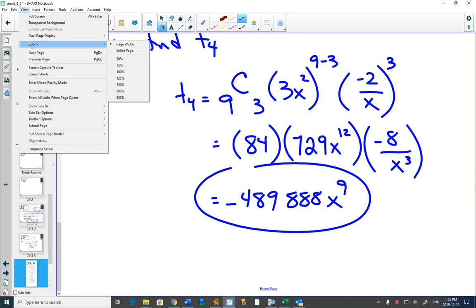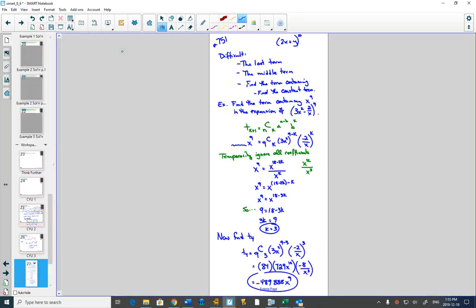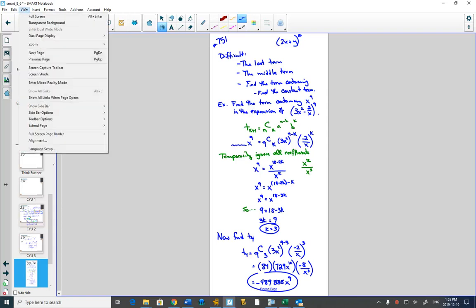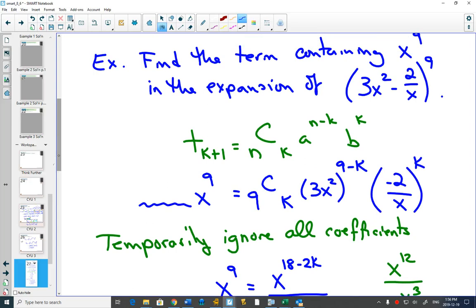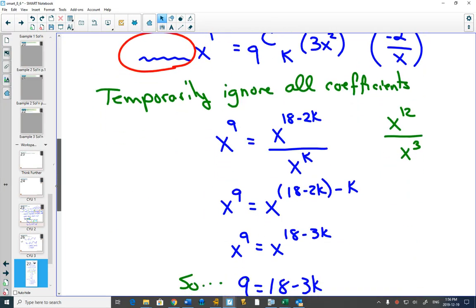So to recap what we've done here, the question asked, find the term containing an x to the 9. We put everything we knew into our formula and realized we don't know the number in front of the x to the 9. That's what they're really asking us to find. So we temporarily ignore all the numbers in front and just think about our powers.